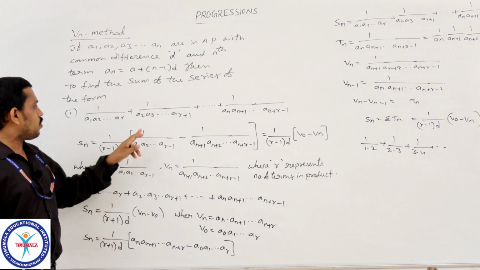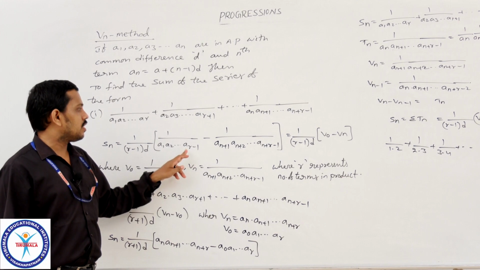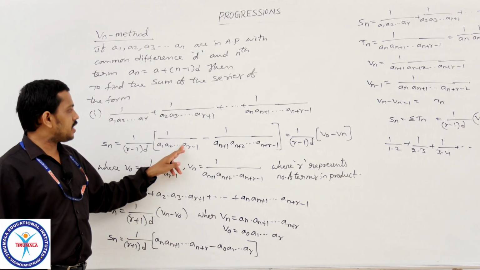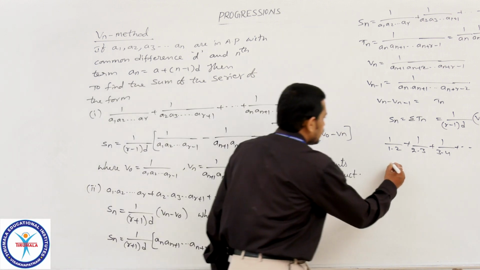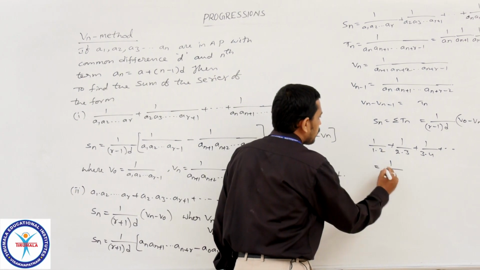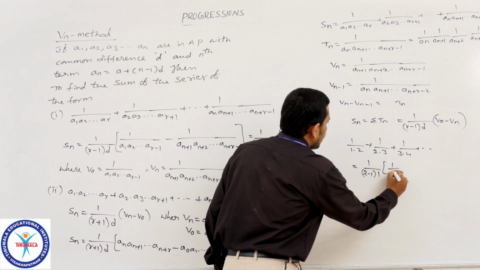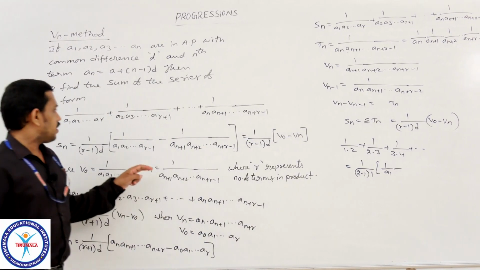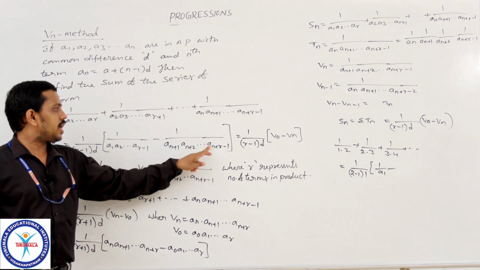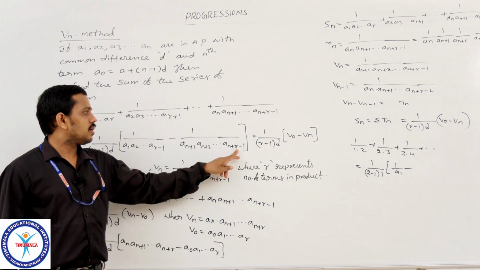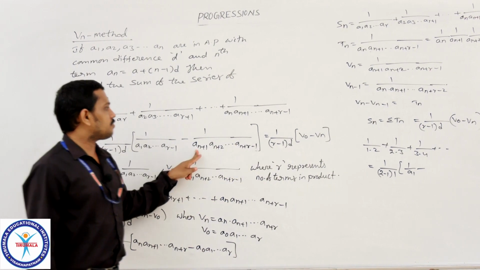Then into 1 by a1, a2 and so on ar minus 1. R is equal to 2 means a2 minus 1, that means a1. So this value is equal to 1 by r minus 1, that is 2 minus 1, into d, which is 1, into 1 by a1 minus Vn. Here 1 by an plus 1 and so on an plus r minus 1, with r equal to 2, gives 2 minus 1, that is 1. An plus 1 means the first term only.